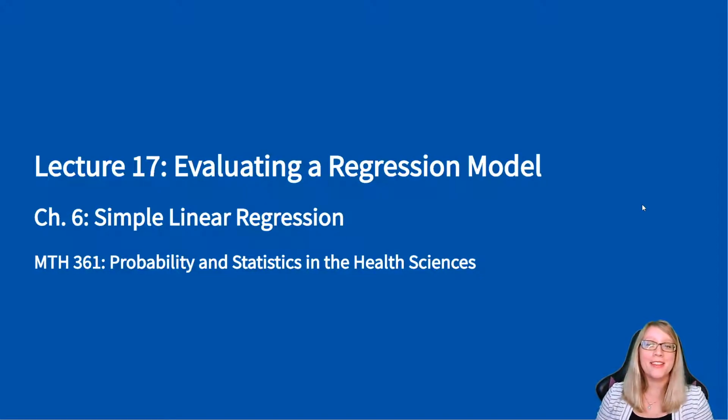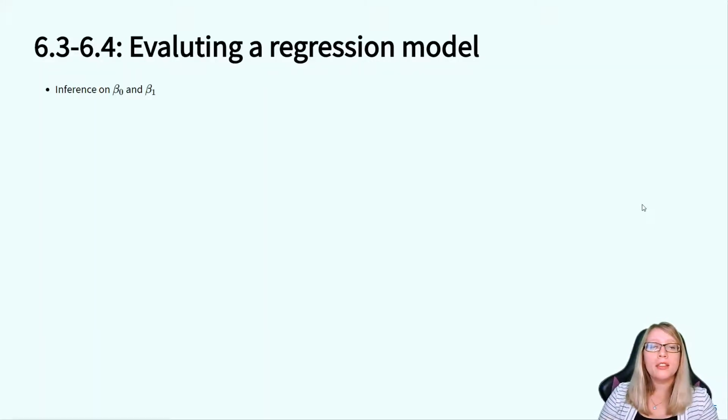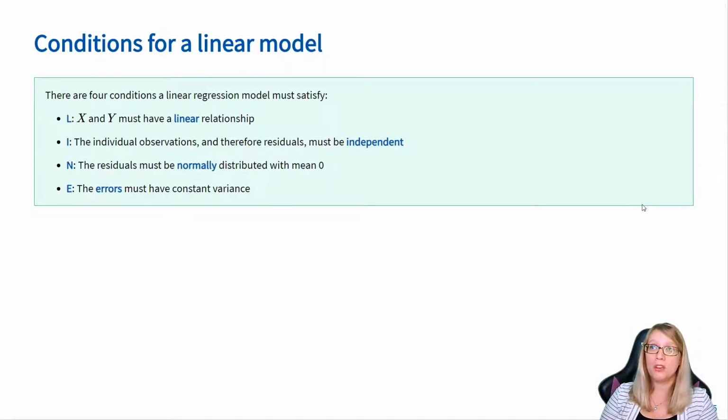Welcome back. In this video, we'll talk about how to evaluate a linear regression model and see whether or not it's really doing a good job describing the relationship. So we'll talk in this video about how to do statistical inference on the regression coefficients, beta 0 and beta 1. We'll also introduce some assumptions that we make when we do regression, or some conditions that should be satisfied. We'll then talk about some visual tools that we can use to evaluate a regression model.